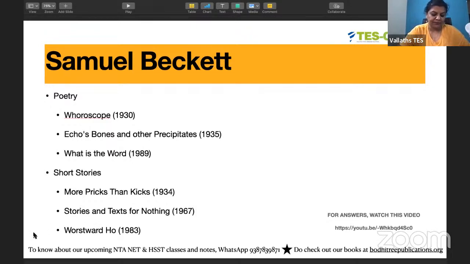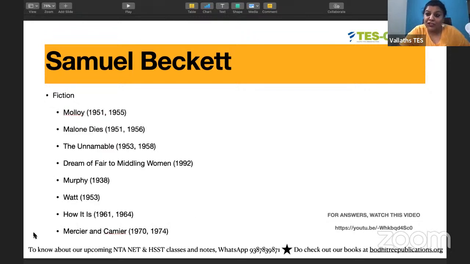And then there is fiction too. Molloy, Malone Dies, Unnamable. This is a trilogy of novels by Samuel Beckett. Have you heard of this one? Dream of Fair to Middling Women. Murphy, a novel. How It Is, a novel.